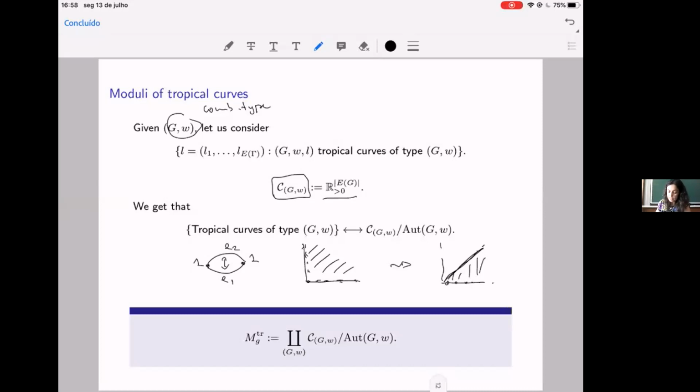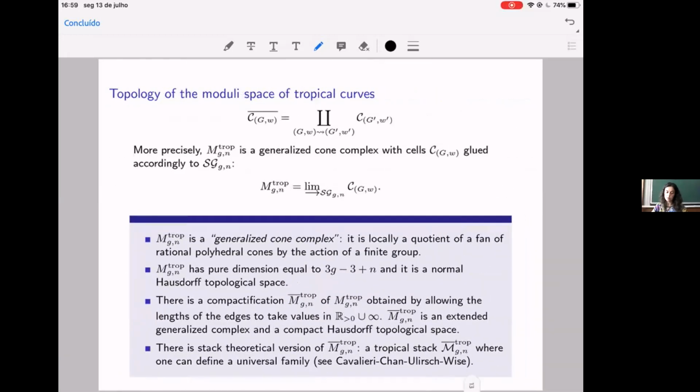And so you see that if you vary G_W among all stable weighted graphs of genus g and n legs, oh, here I forgot about the legs, you would get a set which will parameterize your moduli space of tropical curves. So now, what can we do?